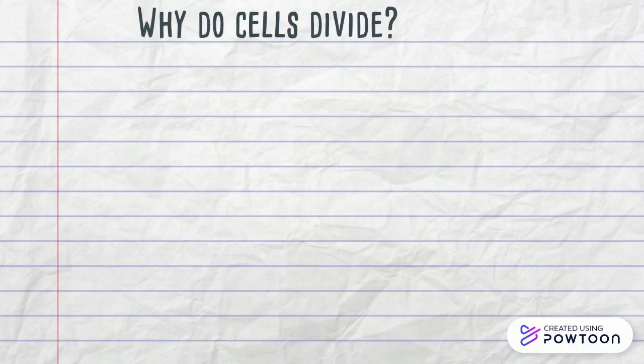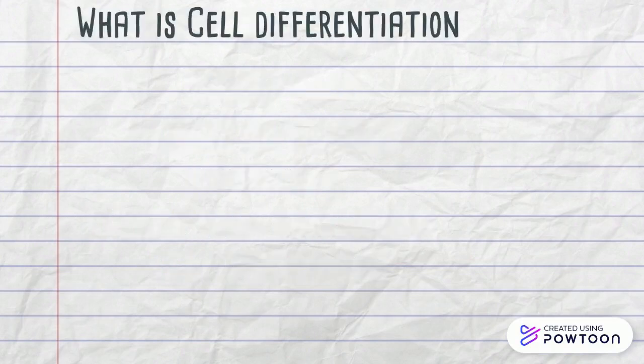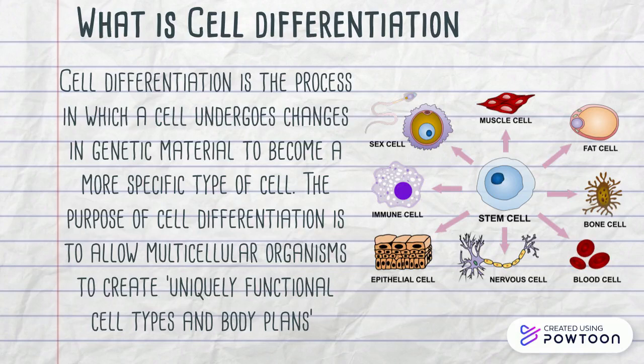You may be wondering why cells divide. There are multiple reasons why they divide. First, for it to grow or repair. Secondly, to create a new organism, to replace dead or worn out cells, and cell differentiation. Cell differentiation is a process in which a cell becomes a more specific type of cell, so that way they all have different functions.